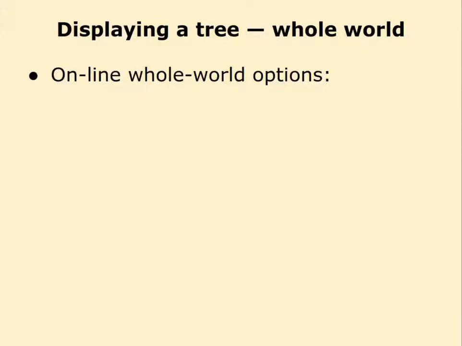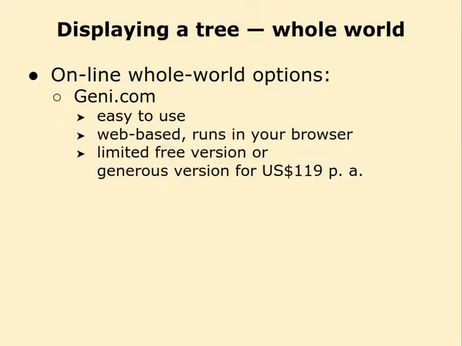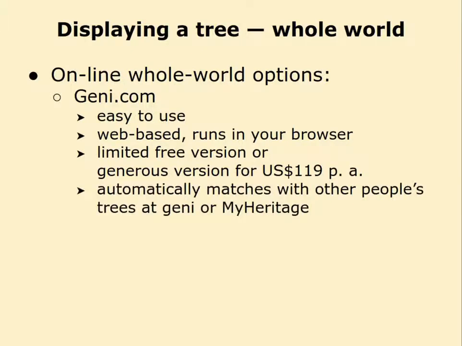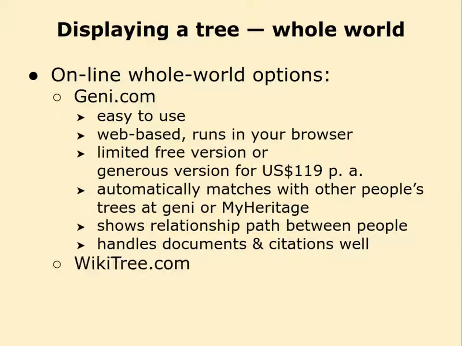There are various options for online whole world trees. Genie.com is the one we use in the Clan Henderson Society. It's easy to use. It's web-based. It runs in your browser. There's a limited free version or a generous version for $119 US each year. It automatically matches with other people's trees at Genie or MyHeritage. It shows a relationship path between people, which is a big help when you've got a large tree. It handles documents and citations well.